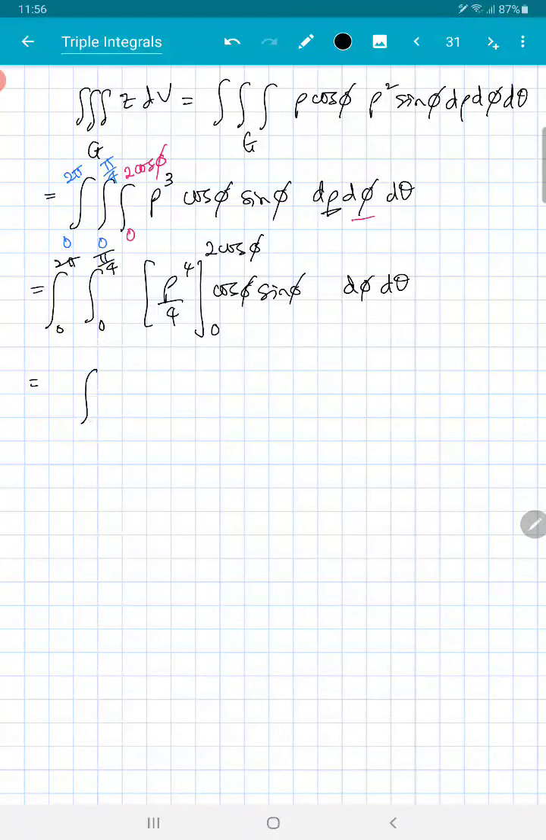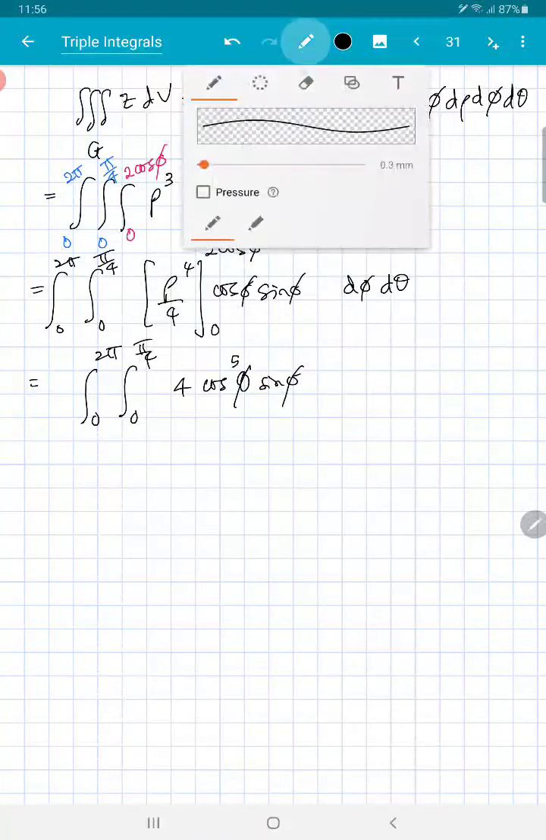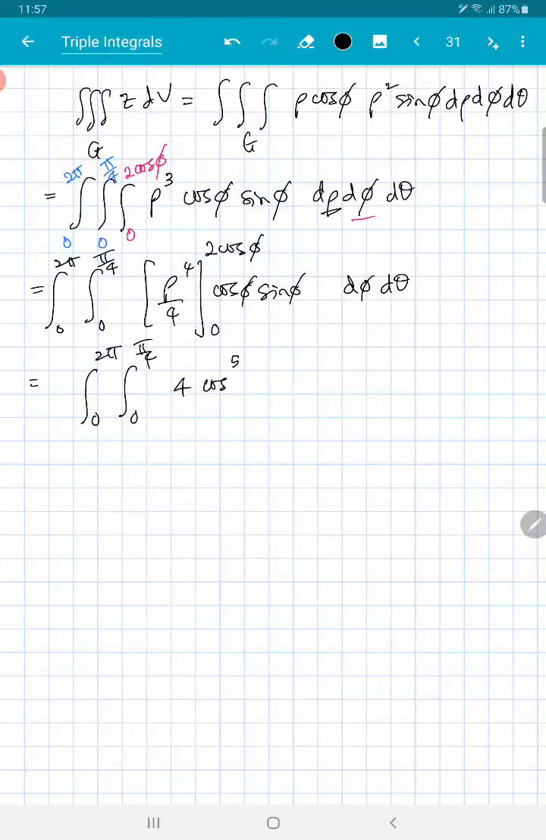Here we have 0 to 2 pi, 0 to pi over 2. So 16 over 4 is 4. We have 4 cos to the power 4 phi, but then we multiply with cos there, so cos to the power 5 phi sine phi. It's ugly. And then minus 0, so we get this. Next we're going to integrate with respect to phi.